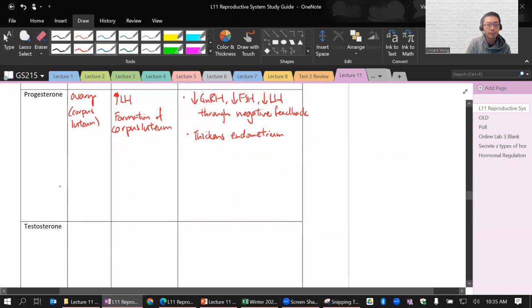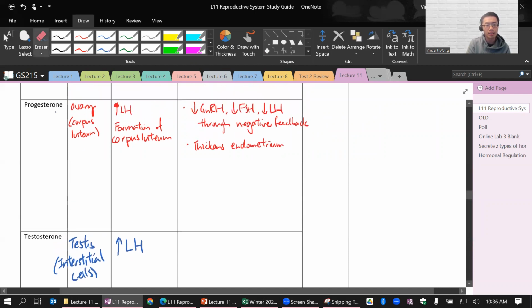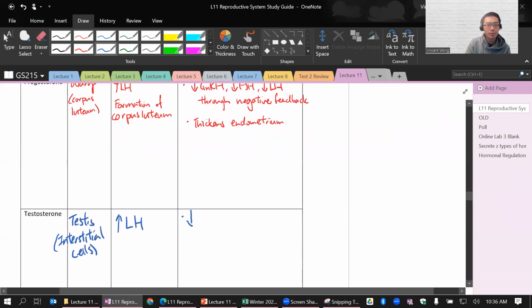Testosterone. Where is it coming from? It's coming from the testis, right? The interstitial cells. And the trigger would be an increase in LH, just like progesterone, increase in LH, right, for female. And what it does is it will decrease GnRH, decrease FSH, decrease LH, again through negative feedback.